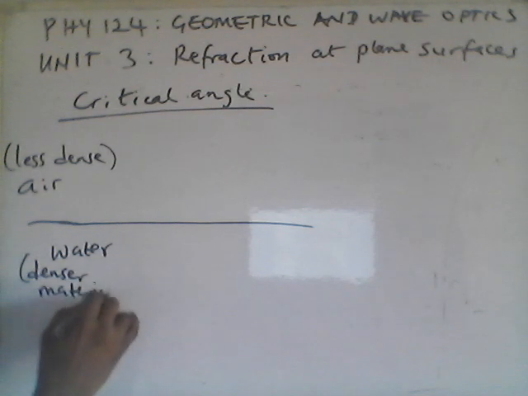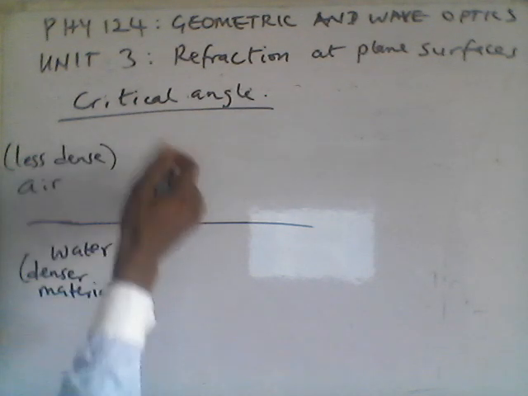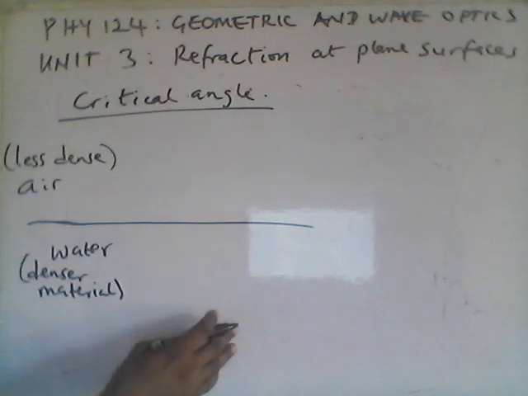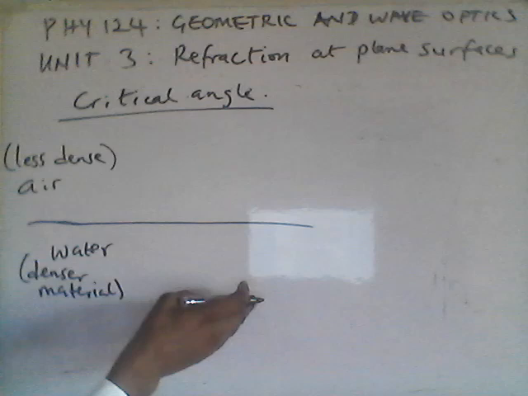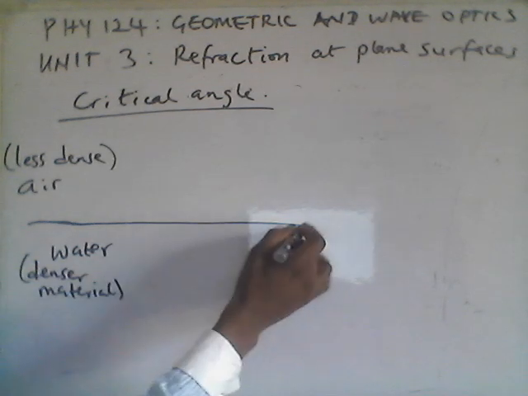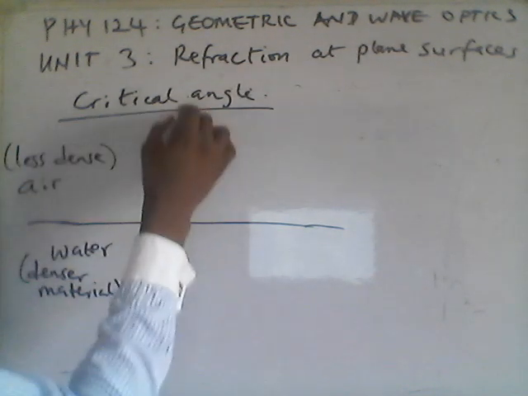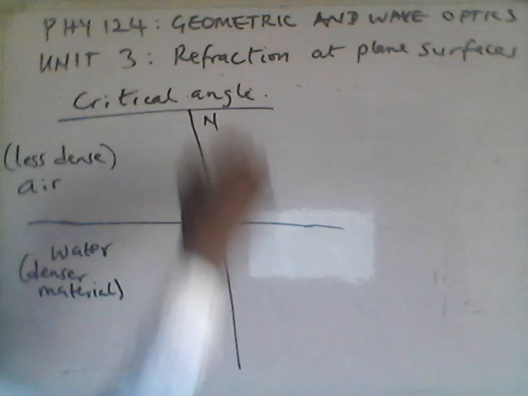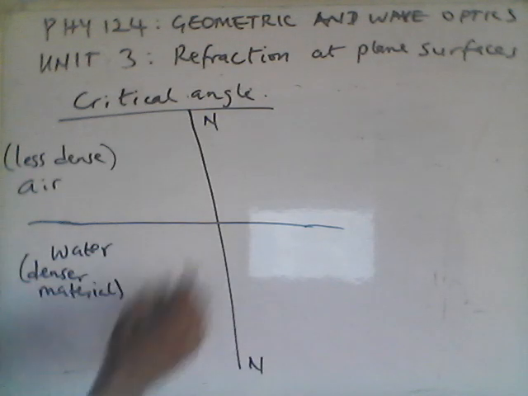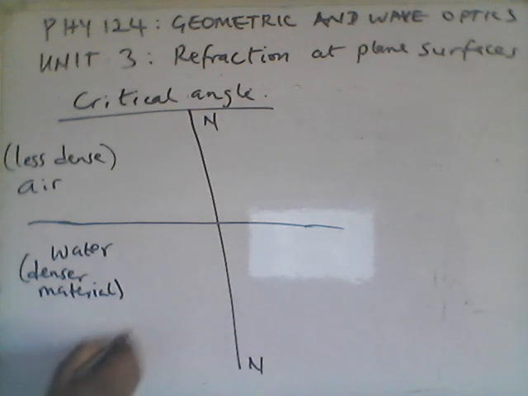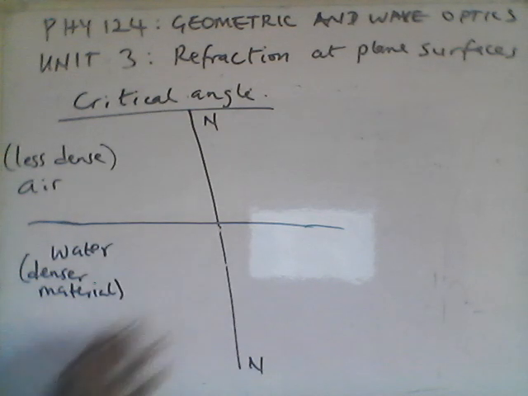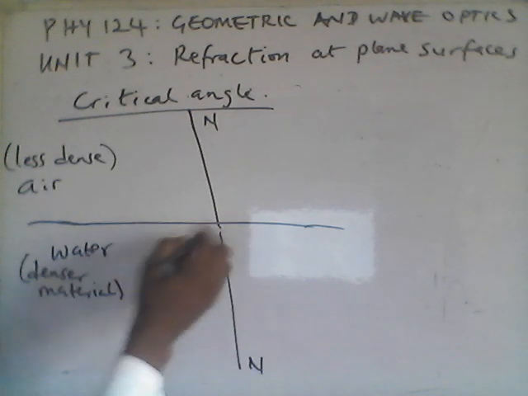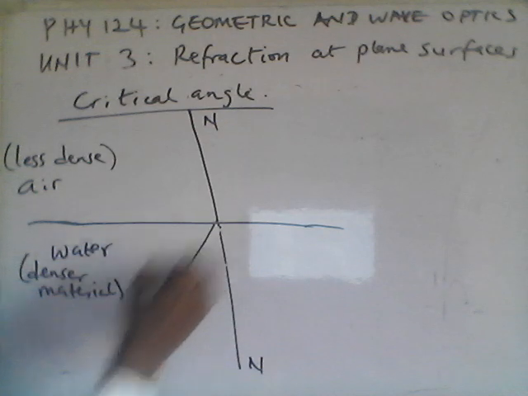Okay, so we have been looking at cases where the incident ray comes from the less dense material. The speed of light is faster there and slower in the denser material. But what if, this is the normal, the angle of incidence is coming from the denser material? Let's say this is water and the incident ray is coming like this.